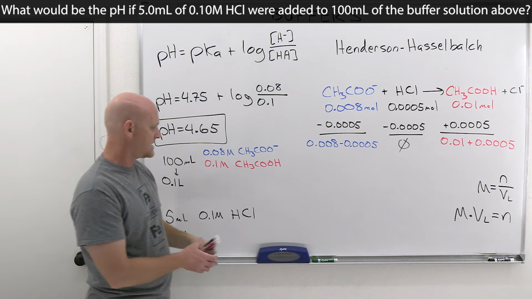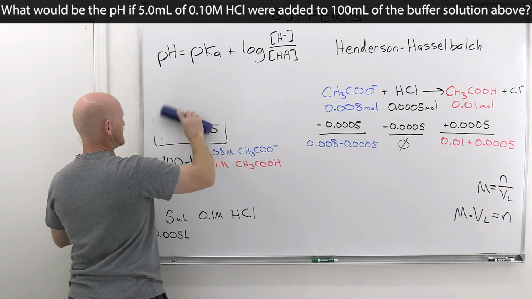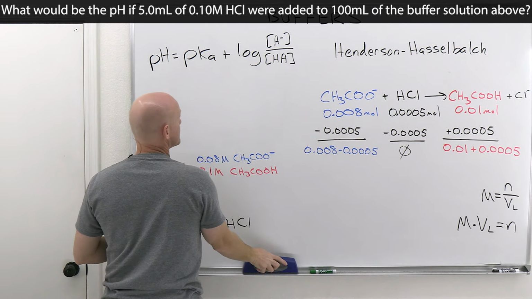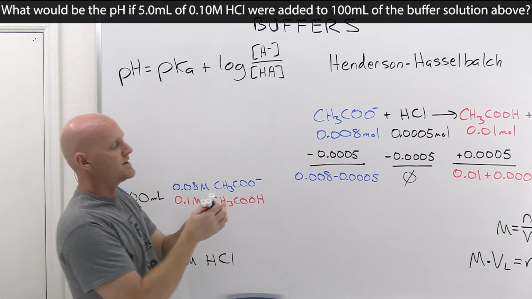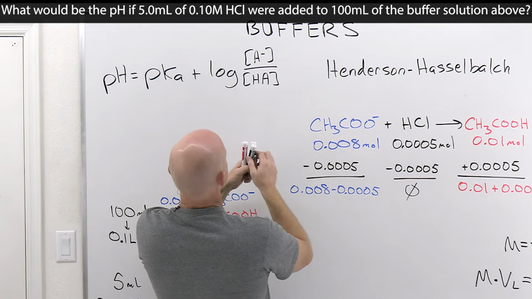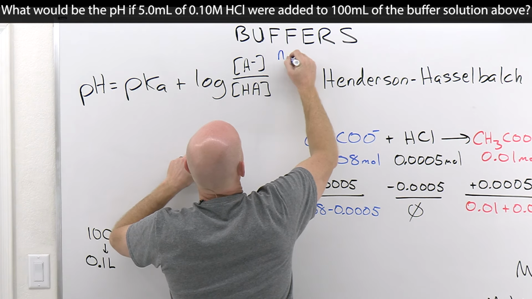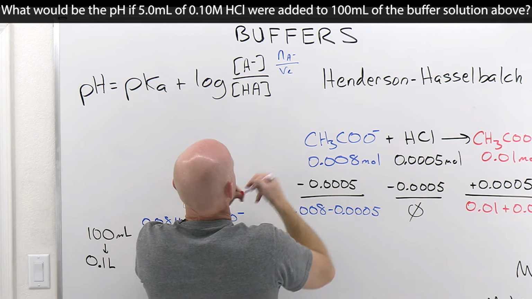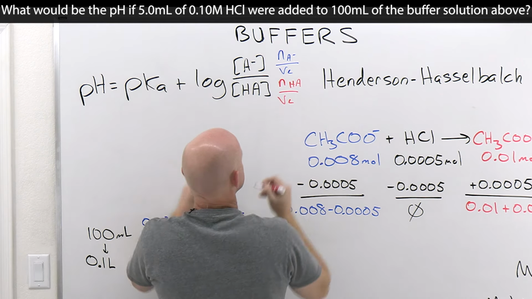How is this going to change? Well, a couple key ways here. So let's go back, change a couple things here. The first thing I want to point out is that molarity is moles over the volume in liters. So keep in mind, in this case, we could have written this as moles of A minus over the volume of the solution in liters, and we could have written this as moles of HA over the volume in liters of solution.